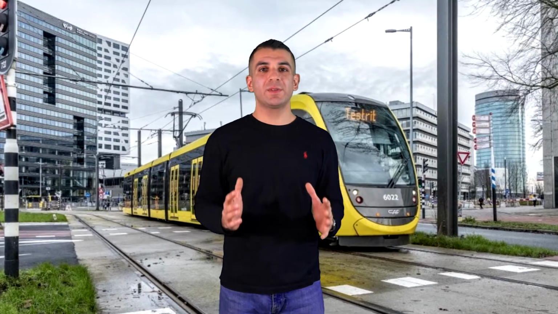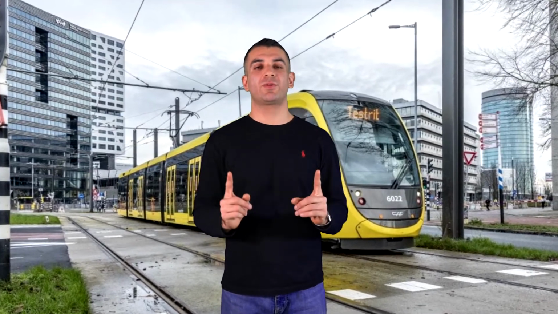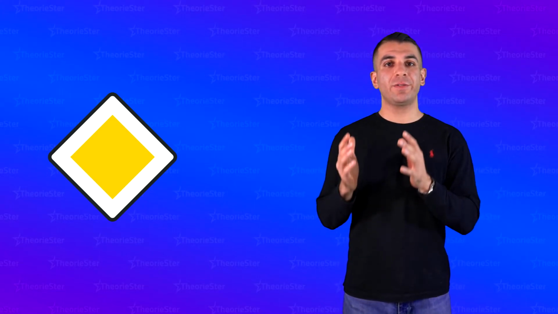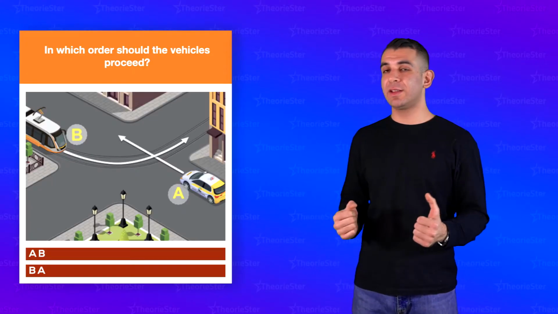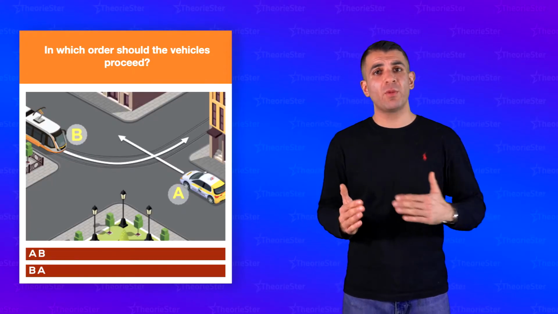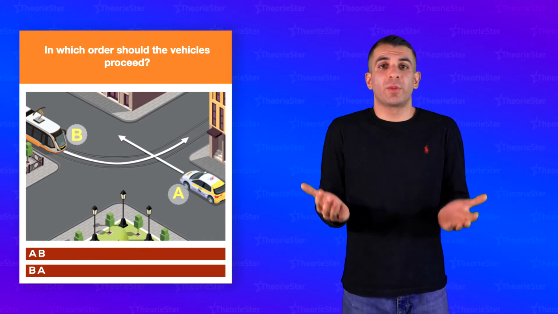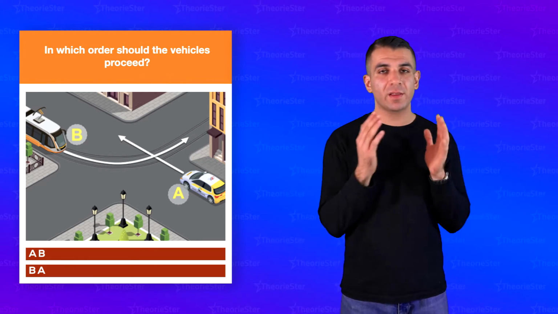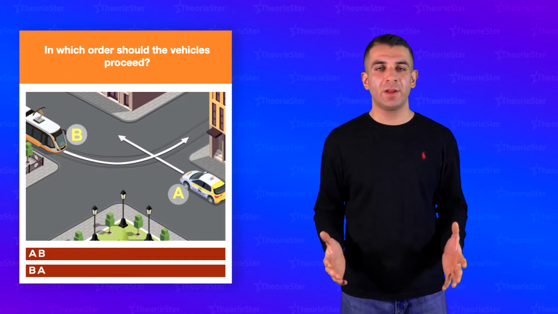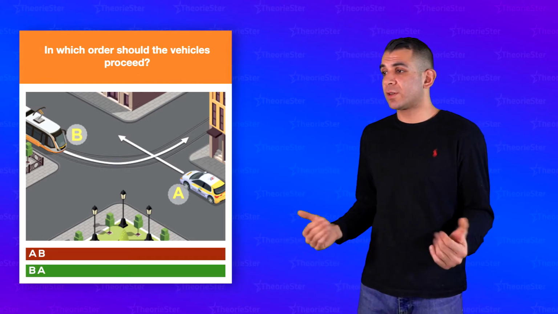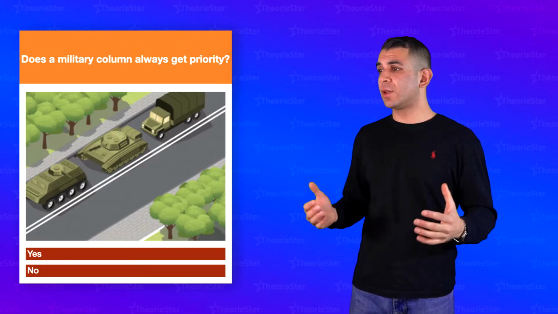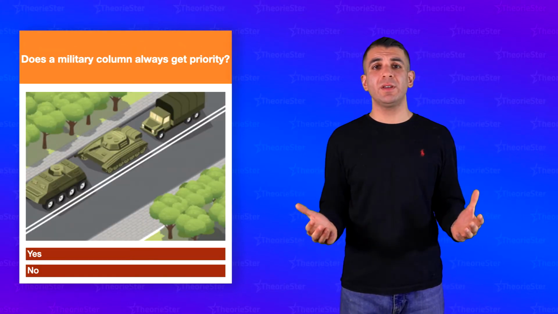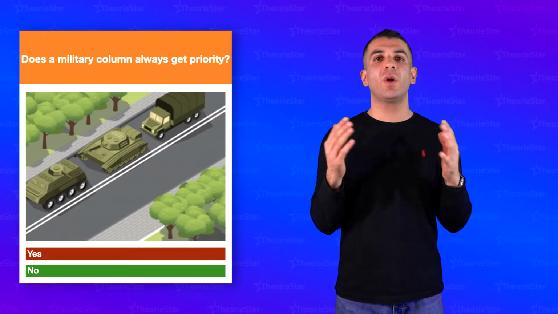But with trams, there is also another rule that you have to memorize. Trams always go first, unless you have a priority sign in front of you. So if you do not have a priority sign, then you should always give priority to a tram. So here, in this sample, you are going to go straight, the tram wants to make a turn. So normally you might think that you have priority, but in this case, because it's a tram, the tram goes first. So what is the right order? B, A. Does the military column always have priority? No is the answer. They do not always have priority.